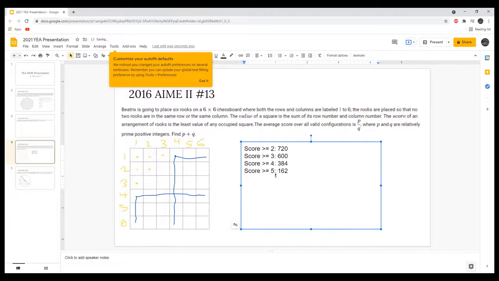Now let's go to scores greater than or equal to 6. That means even more points are blocked off.